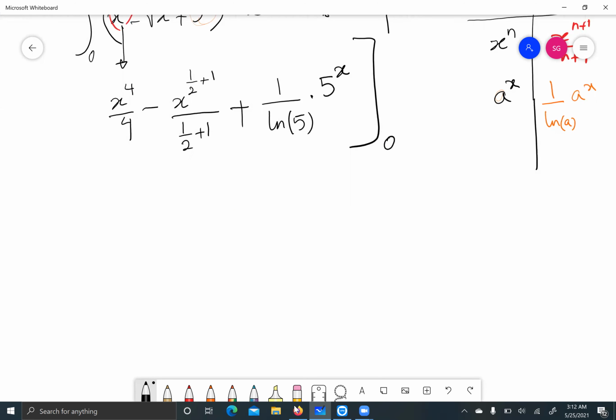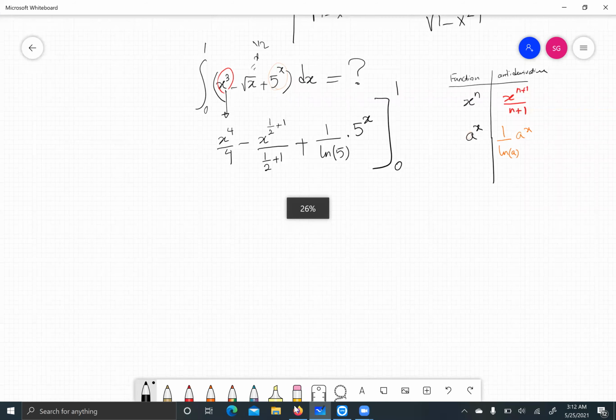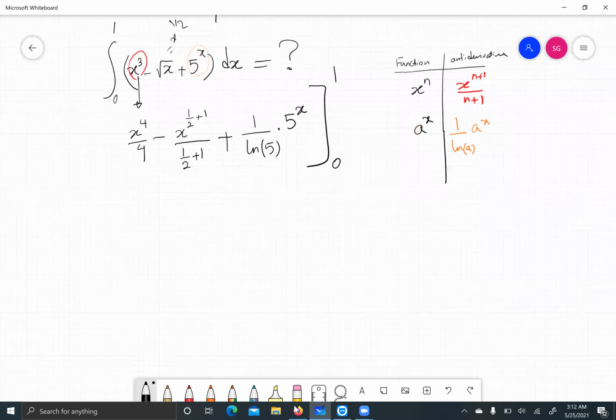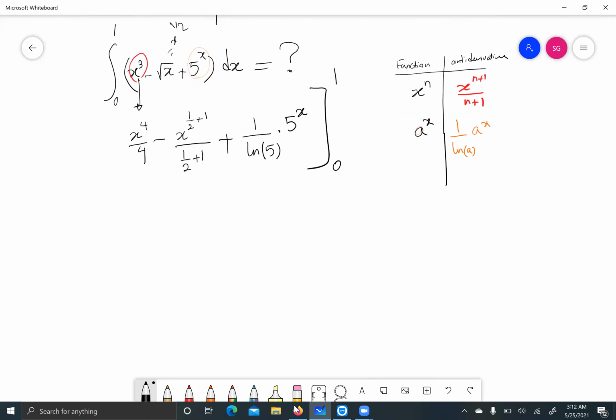So let's see. The rest is simplifying. Just in this line, we calculated the antiderivative. The rest is just computation and simplifying. Okay, so I'm going to simplify this one more step. So this is x to the 4 over 4 minus x to the 3 over 2, from 0 to 1, right?